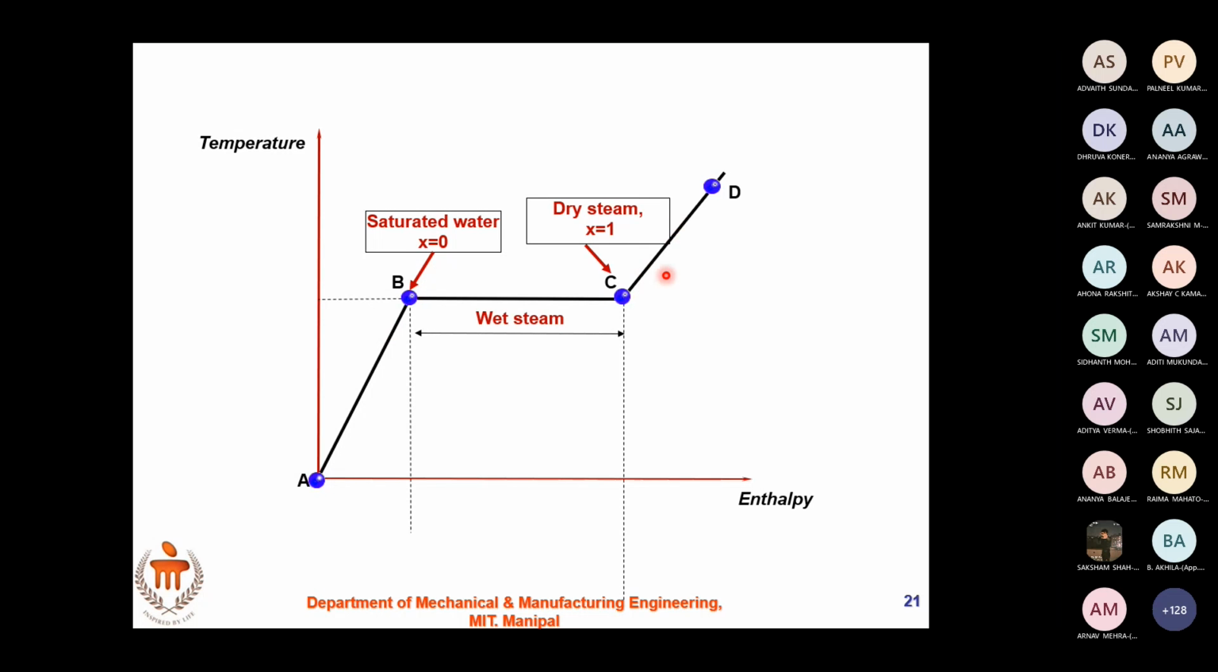After C, what is happening? There is no water. But what is happening? The steam becomes superheated. The temperature of that steam goes on increasing till the desired level. So at D, it is superheated steam. Saturated steam is only at C.